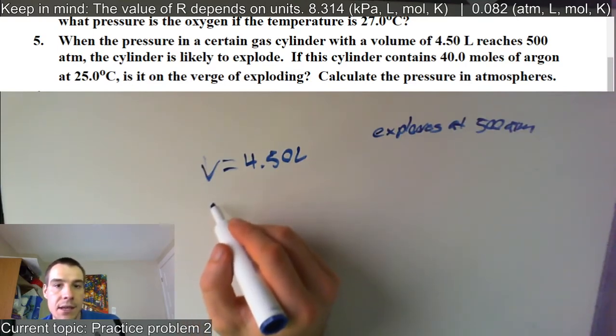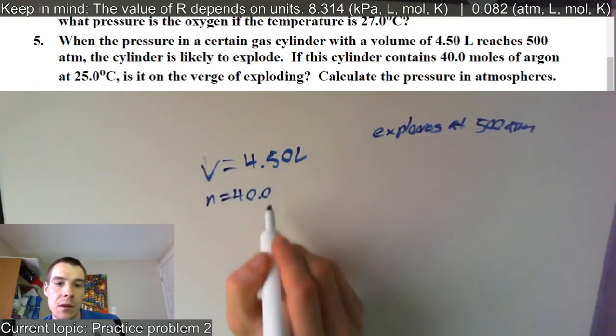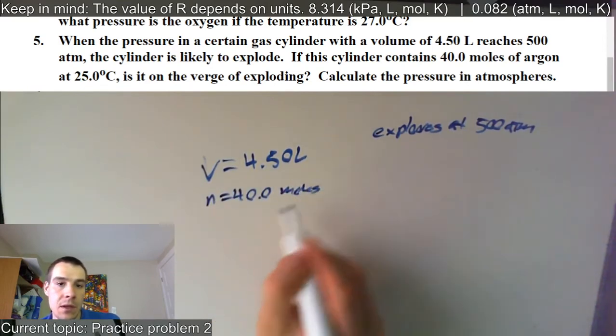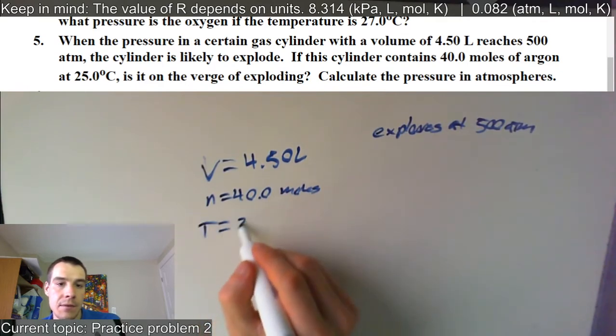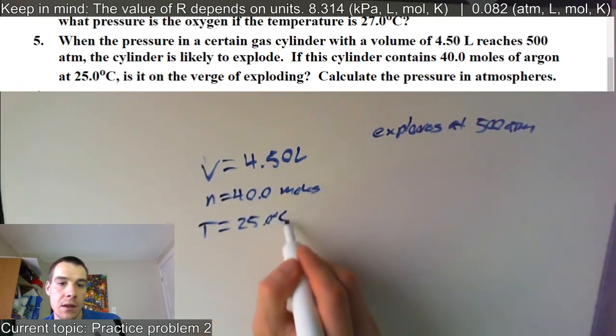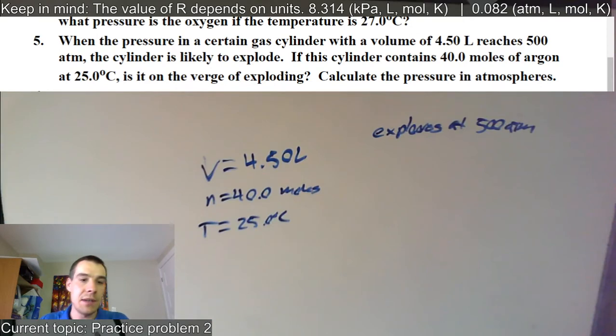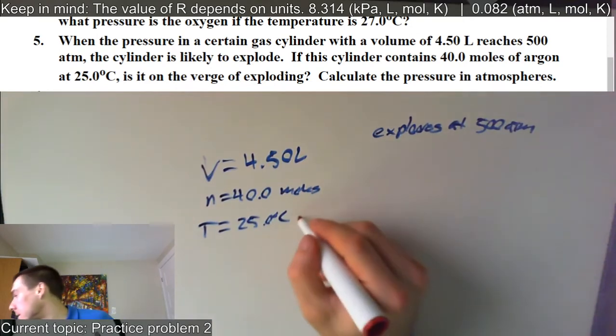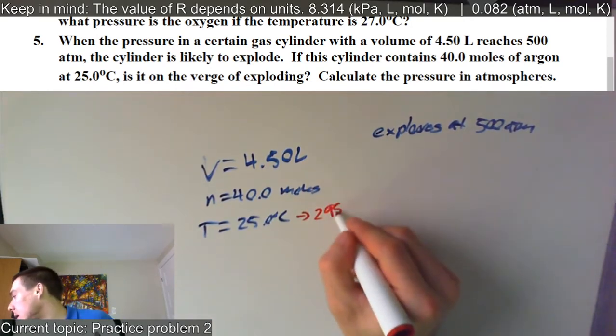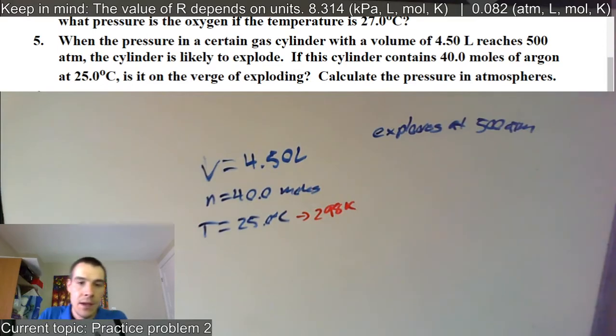If this cylinder contains 40 moles, N is 40 moles, and T is 25 degrees Celsius, which, oh hey, it's temperature. Temperature has to be in Kelvin, so it's 298 Kelvin. Is it on the verge of exploding?